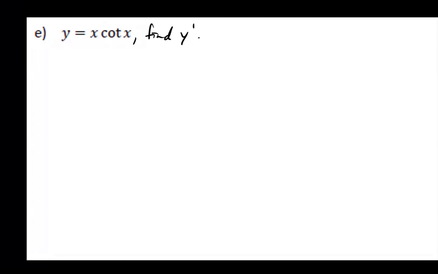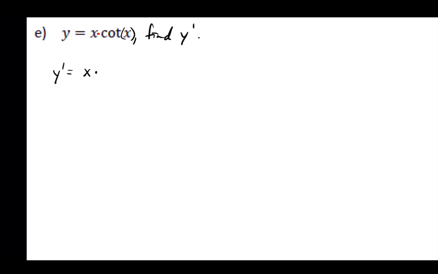And we're going to use the product rule because it's x times cotangent of x. They're two functions multiplying together. So we're going to use the product rule. The product rule says y prime equals the first times the derivative of the second.